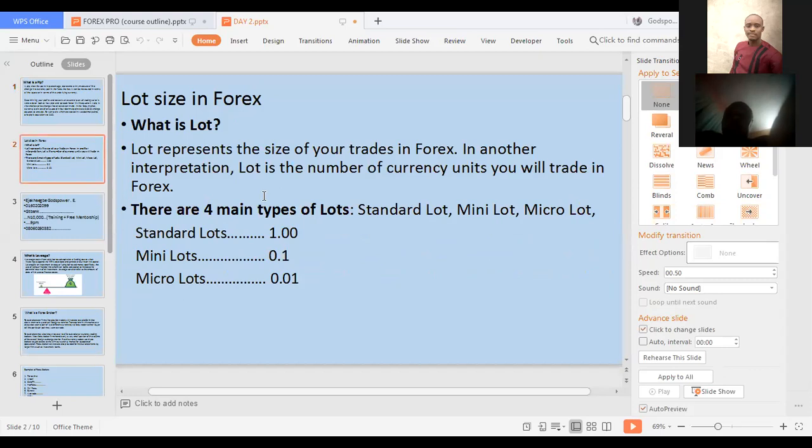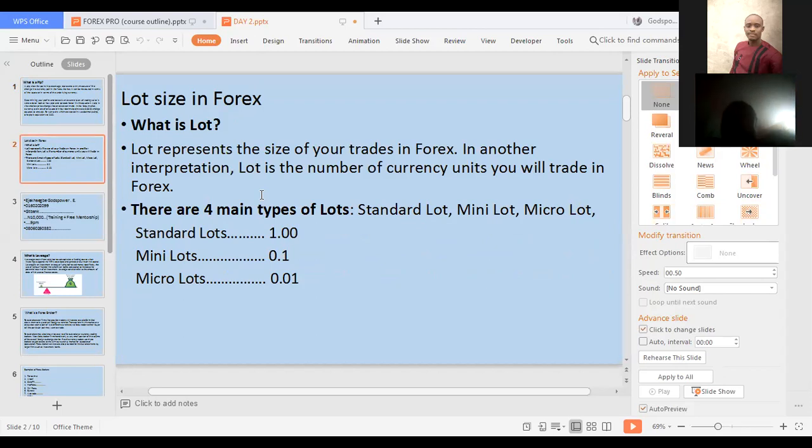Oh, sorry, lots. What is a lot? Lot represents the size of your trade in Forex. In another interpretation, lot is the number of currency units you will trade in Forex. There are 4 types of lots. We have the standard lot, the mini lots, and the micro lots.